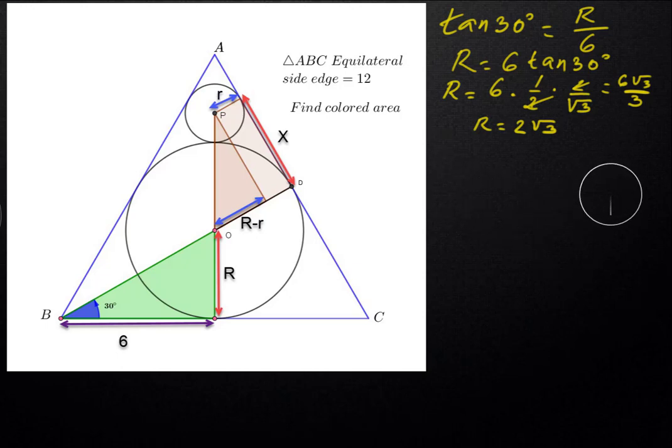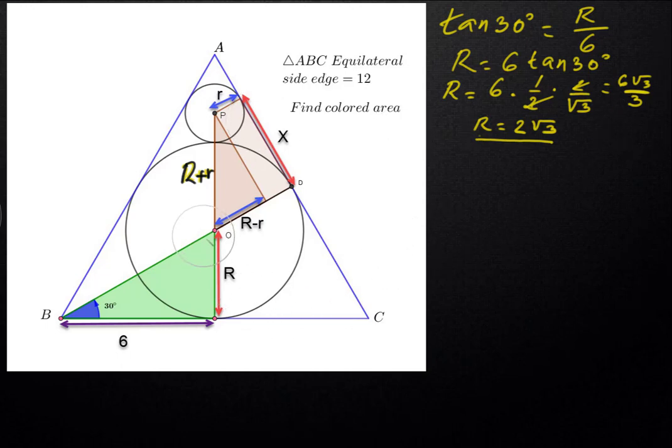Okay, so once we have R, we can quickly see that the other length here, OB, is double R. We can find R plus r here, this part, and the other one is R minus r. So if we look at these two colored triangles here, these are similar. We have the same vertical angle here of 60 degrees, and since this is 30, the other one is 30 degrees up here.